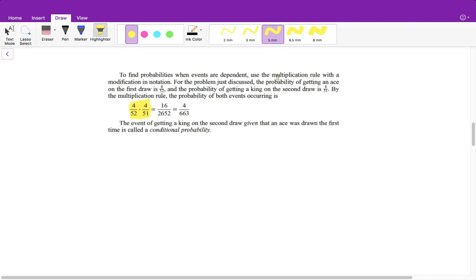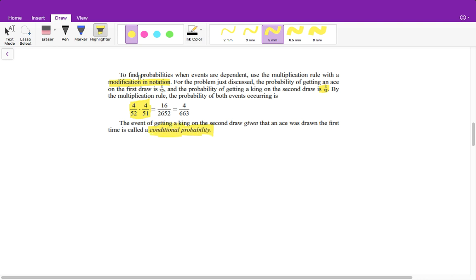So when they're dependent, we use the multiplication rule with a modification in notation. So for the problem just discussed about the ace and the king, the second one now has a different probability. So the event of getting a king on the second draw, given that an ace was on the first draw, is called conditional probability. This is something we're going to go over the next day in class, but just remember this.